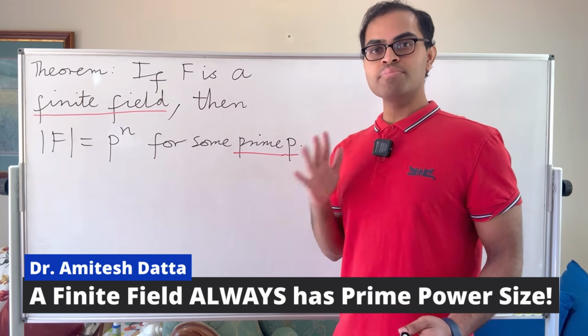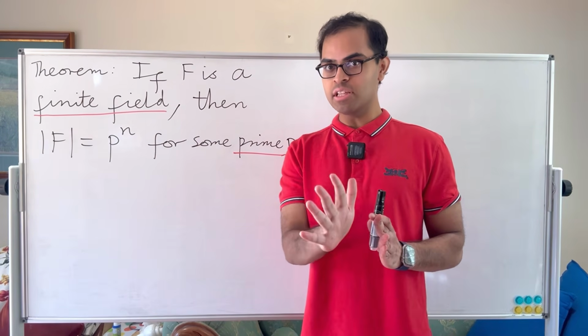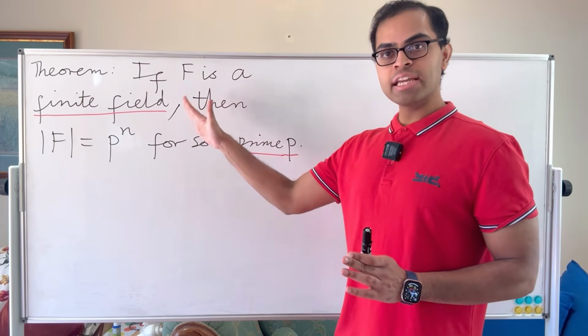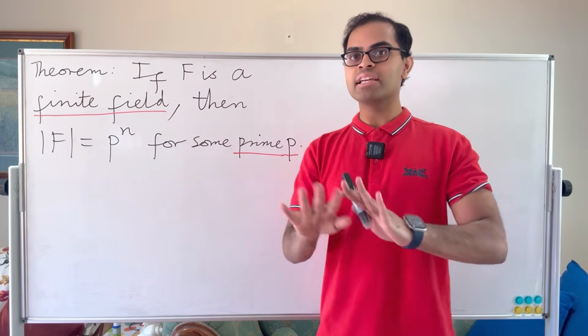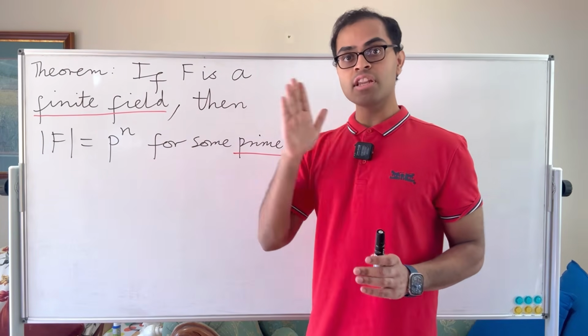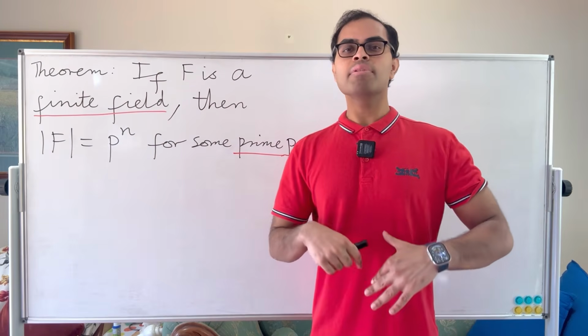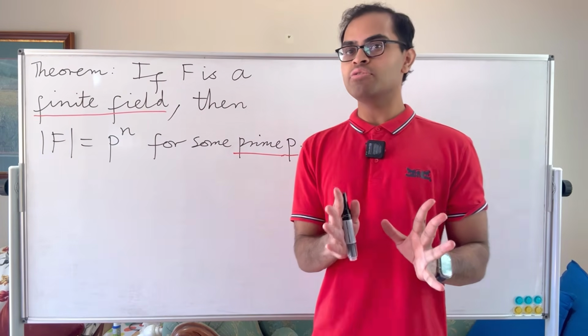We're going to prove a beautiful theorem in introductory field theory from first principles. I'm going to give you a lot of intuition. If F is a finite field, I'll explain what that is. Okay, we'll talk through all of this very clearly. Then the cardinality of F, the number of elements in F, is the power of some prime number. And this is going to be a beautiful introduction to give you a deep intuition of finite fields.